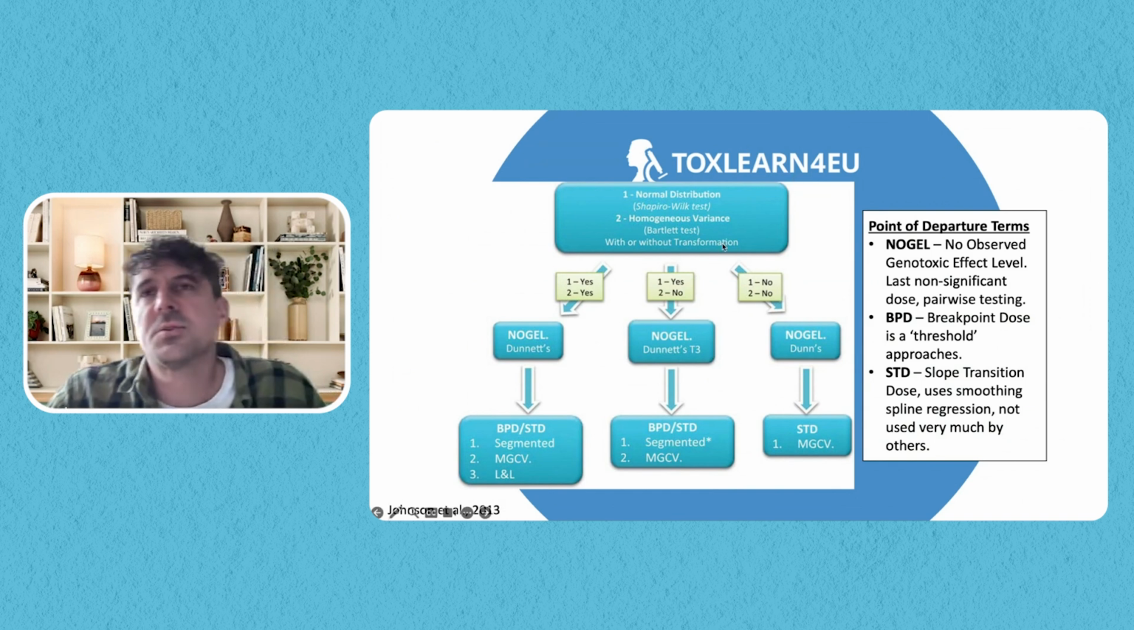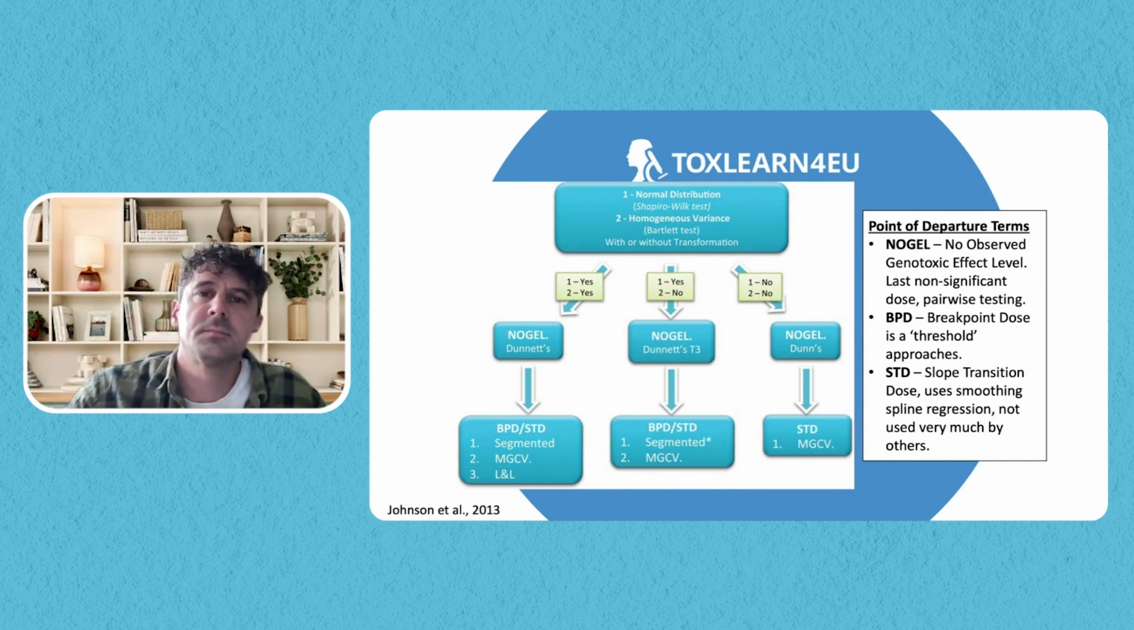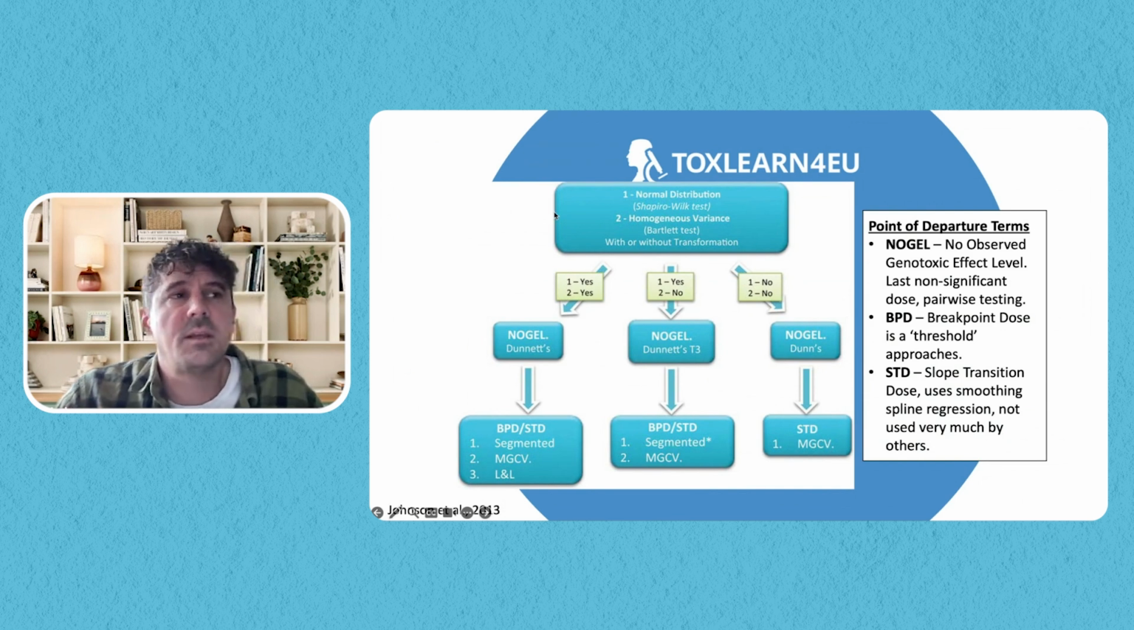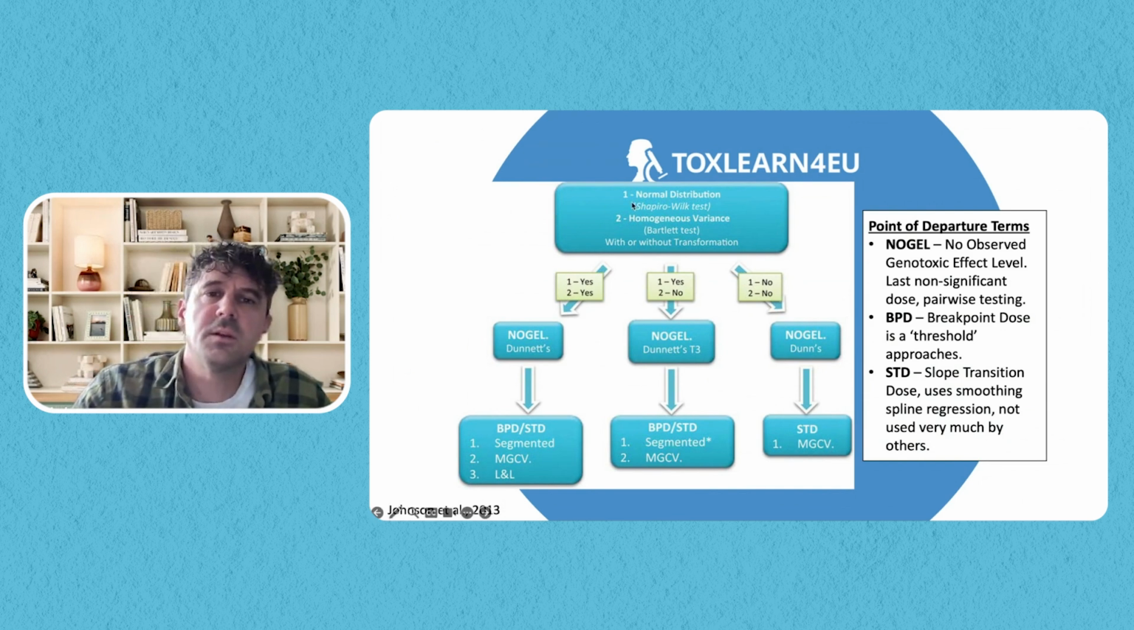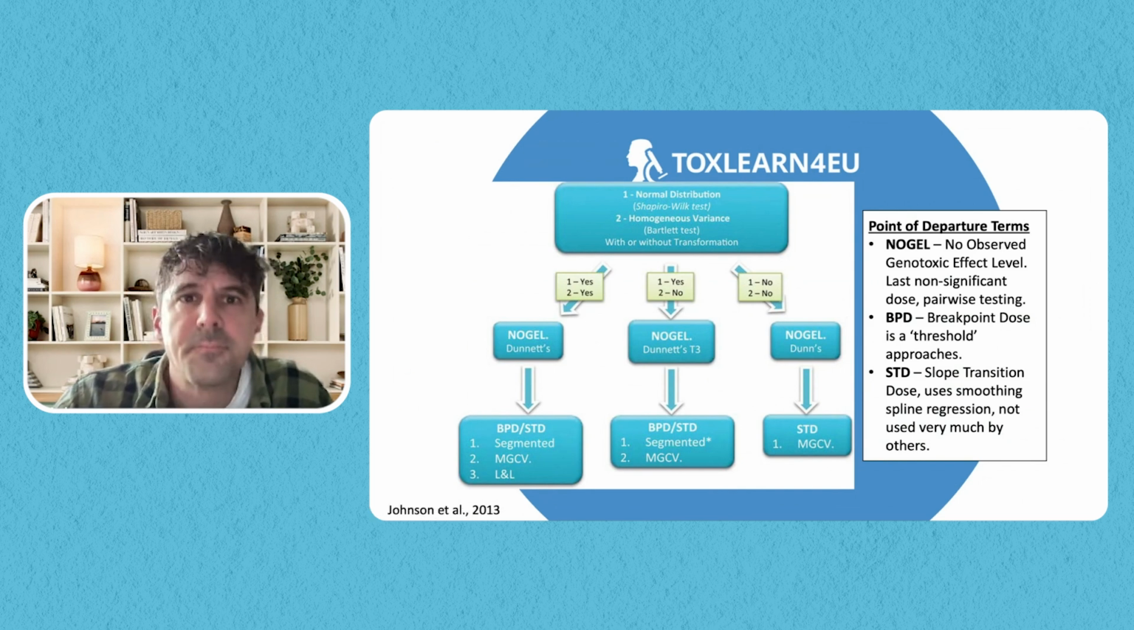So this is when we were still supporting that no observed effect level and breakpoint dose threshold modeling were quite good. So this could still be used, say, in your analyses if you've been asked to do pairwise testing. This is still quite a useful flowchart for you. It's in this paper. That's me, Johnson, 2013. So that will be in my Google Scholar as well. I think it's free to grab as well.